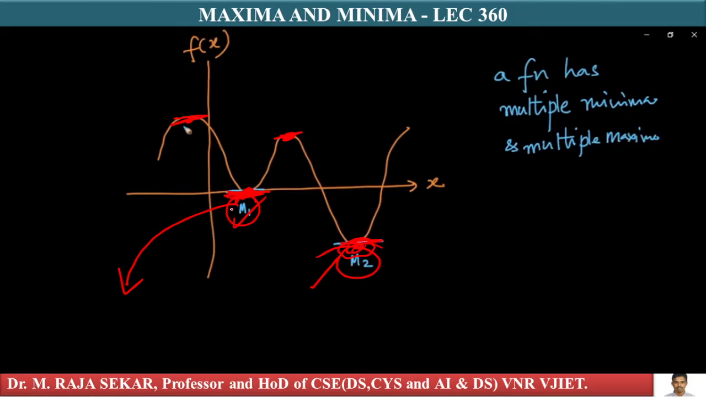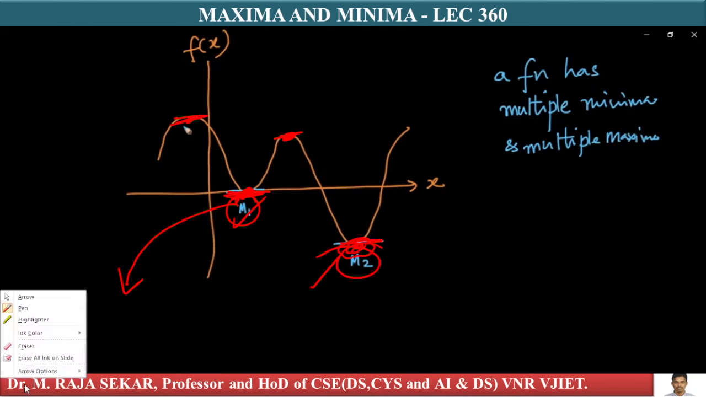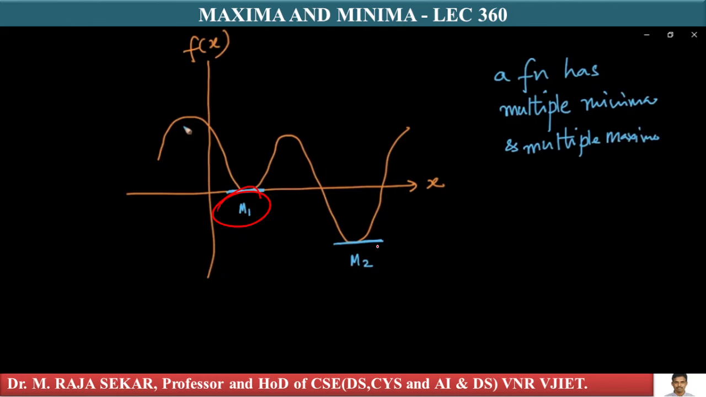Now, what does it mean? Amongst all minima, which one is lowest? Let me say this is a minima, this is a minima. But among all these minima, which one is lowest? This one is lowest. So it's possible that a function has multiple local minima, but it always has one global minimum. The minimum of all the minima.